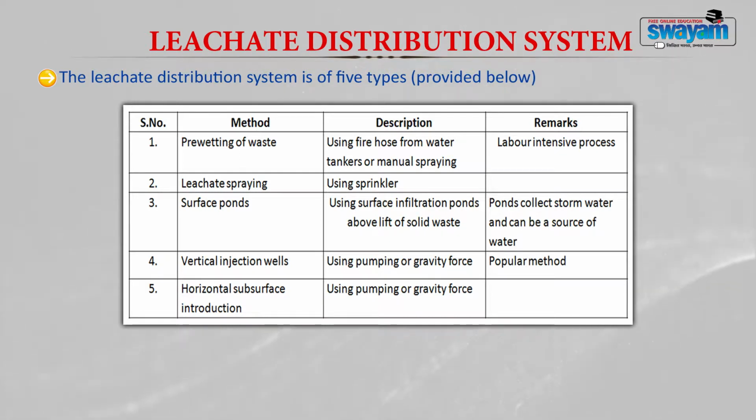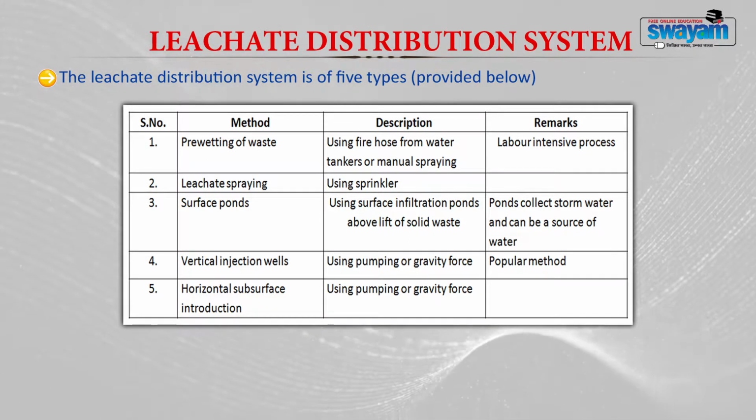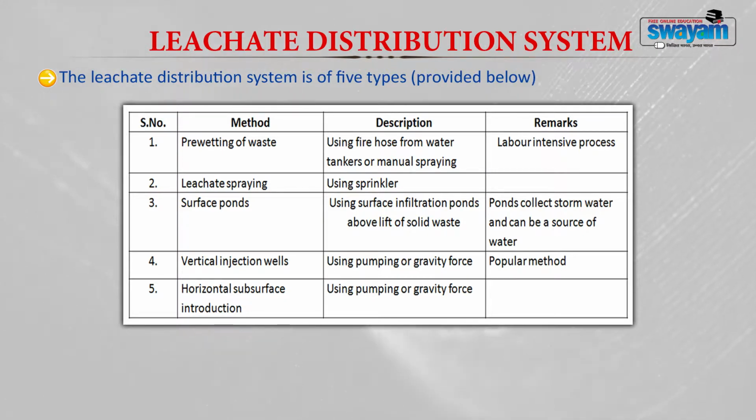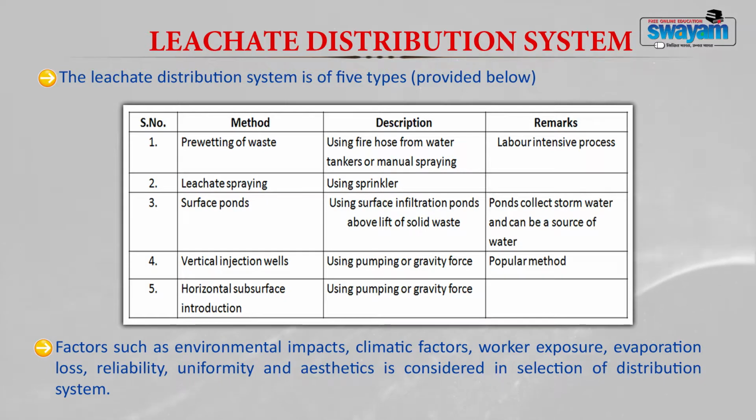And the third one is surface ponds. This consists of a surface infiltration pond which is fitted above the solid base. Now, these ponds generally collect even storm water, which can be used as a water source. The fourth one is vertical injection wells, where the leachate is distributed by pumping or gravity force, and this is one of the popularly used methods. And the fifth type is horizontal subsurface introduction. Again, the leachate is pumped or sent through by gravity force. Now, there are a lot of factors that influence the leachate distribution system. They are environmental factors, climatic factors, worker exposure, evaporation loss, reliability, uniformity, and aesthetics, to name some of them.